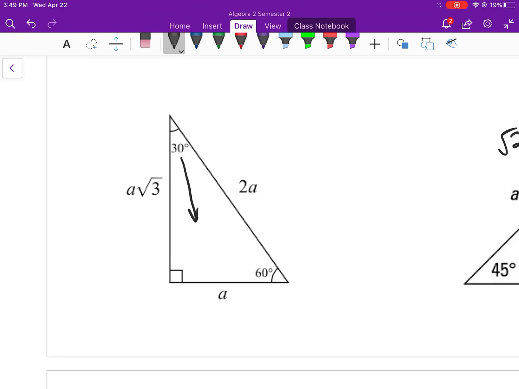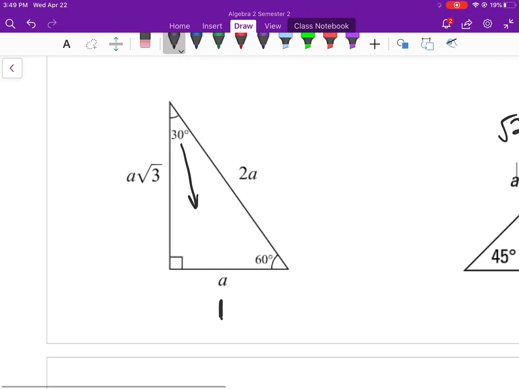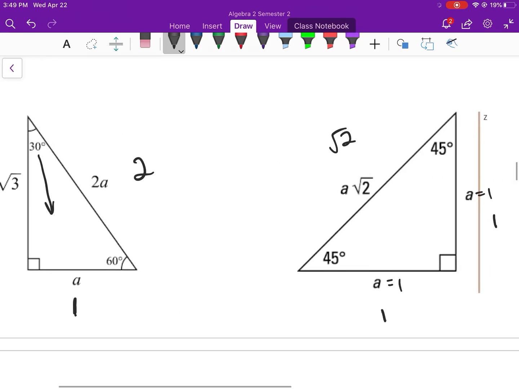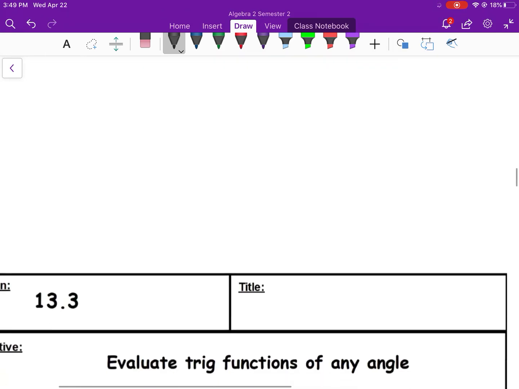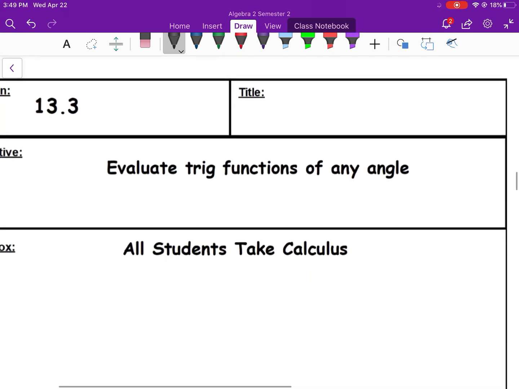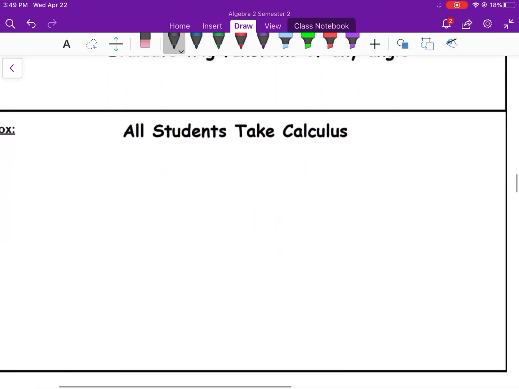For 30-60-90, it's a, 2a, a root 3. The side opposite 30 degrees, again, we're going to consider a to be 1. So 2 times 1, or 2, and then square root 3. So 1, 2, square root 3 is what we need to remember for 30-60-90, and 1, 1, root 2 for 45-45-90. That's going to help us with evaluating trig functions of any angle.